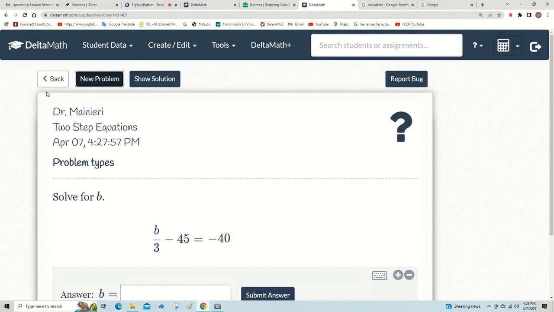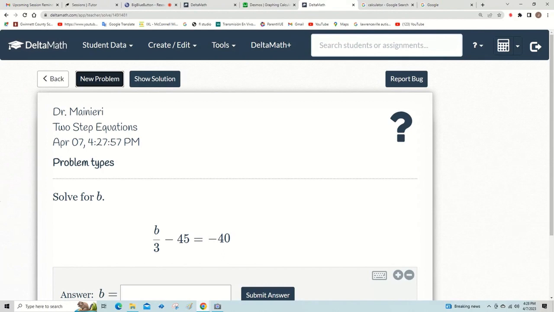So what do they give me? They give me a tougher one now. But here was what I was talking about before, okay? Where you start getting fractions where you have to solve it. All right. So I'm going to write this problem down. It's b divided by 3 minus 45 equals negative 40. All right.